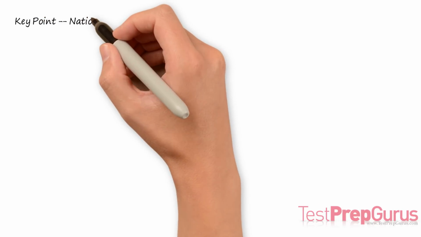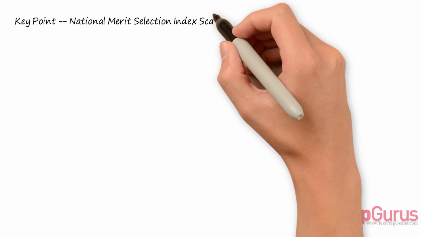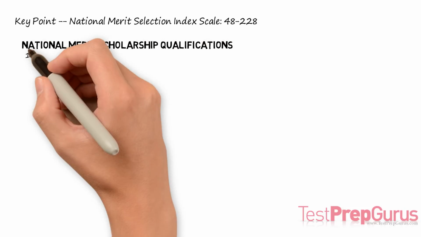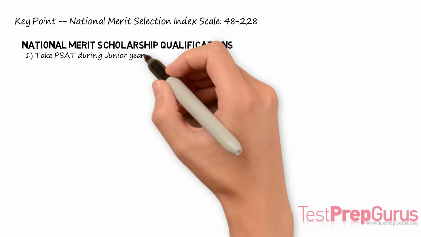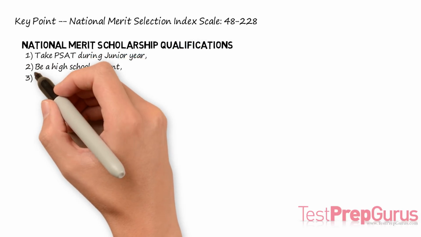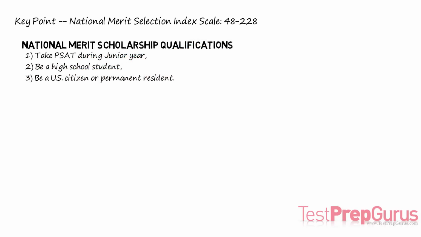Just to keep you on your toes, the College Board decided to put the National Merit Selection Index score on yet another scale. This one ranges from 48 to 228. A quick review of the eligibility requirements for National Merit Scholarships. The key one here is that sophomores cannot qualify, only juniors.